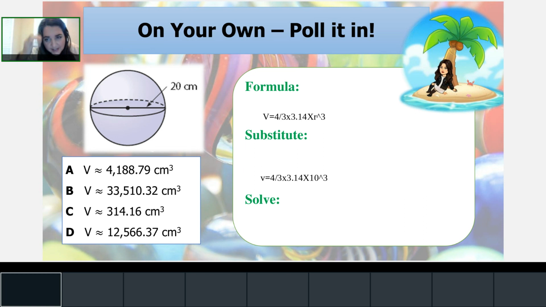That's a pretty big cube, guys, but it's correct. Did you get this? If you solved it, the answer is A. When you get the radius of 20, you get 10, and you cube that, and that's 1,000. So when you do all the math, your answer is A.